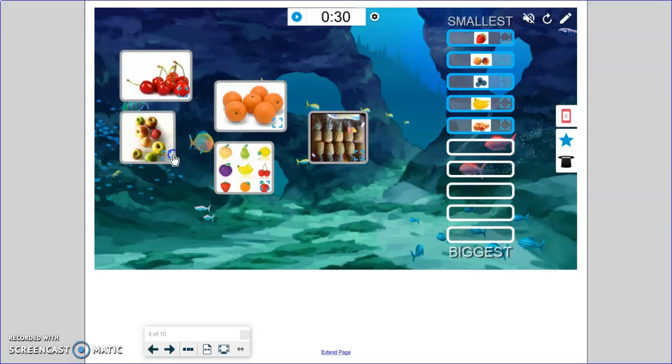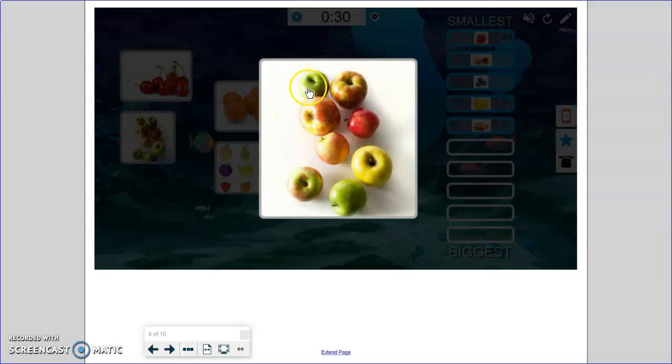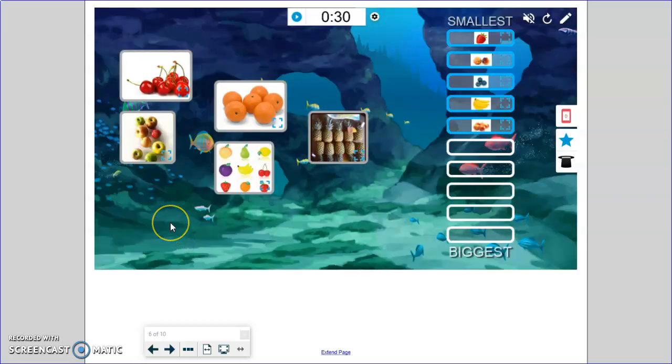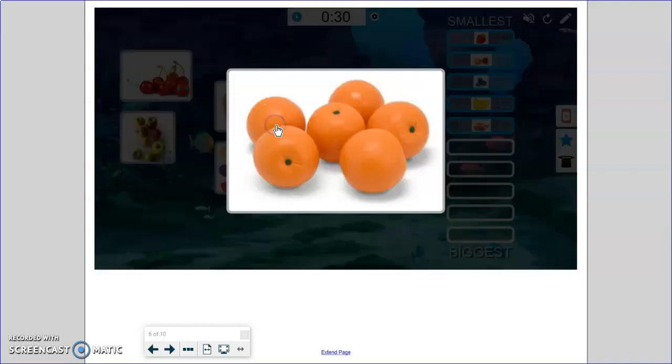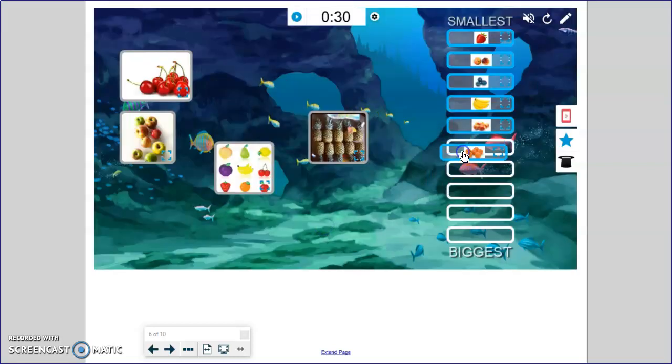Let's try this one here. 1, 2, 3, 4, 5, 6, 7, 8. 8 is more than 7, so maybe 7's the next number. Let's try this one. 1, 2, 3, 4, 5, 6. Oh, look, we found the number 6. Let's put that one next.